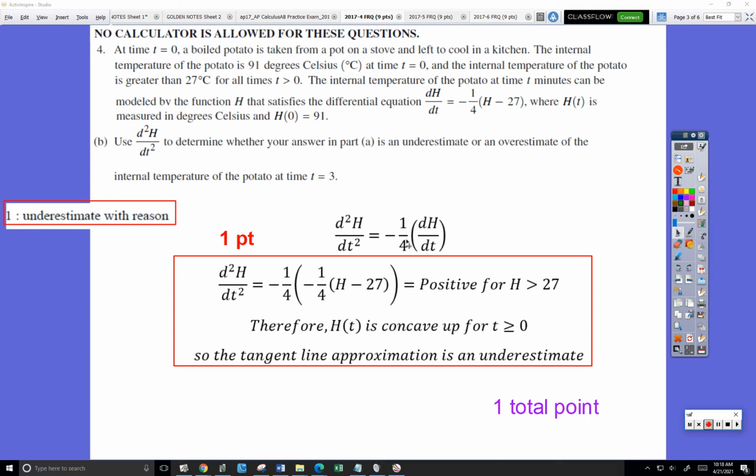This is 4b. Use the second derivative of h to determine whether your answer in part A is an underestimate or overestimate of the internal temperature of the potato at time equal 3. So the idea is very simple.